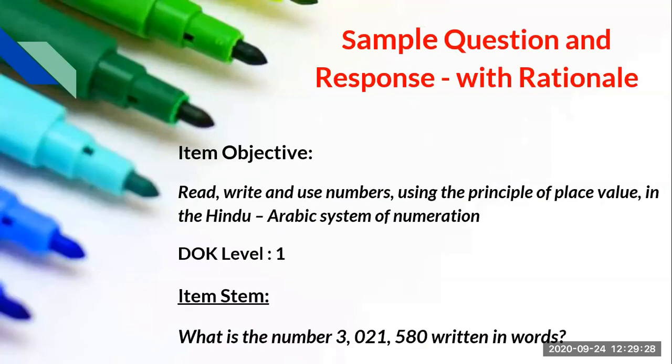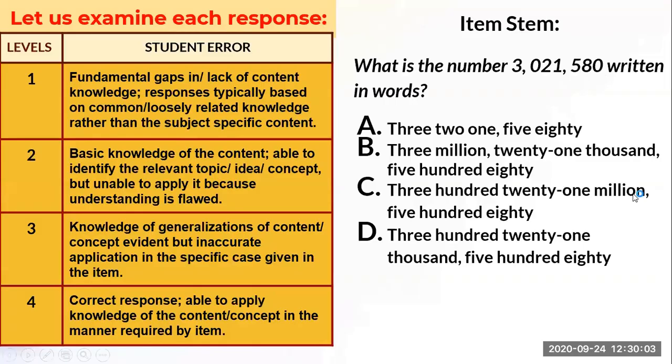Okay, so here is your item, and we are using this item set at DOK level 1. In terms of the objective, the students are supposed to be able to read, write, and use numbers using the principle of place value in the Hindu-Arabic system of numeration. Here is the question. The question is asking, what is this particular number written in words? So let us see the level of understanding that will be revealed in the responses. Now, here we have the question again, and we just want to allow you to see the options that are here.